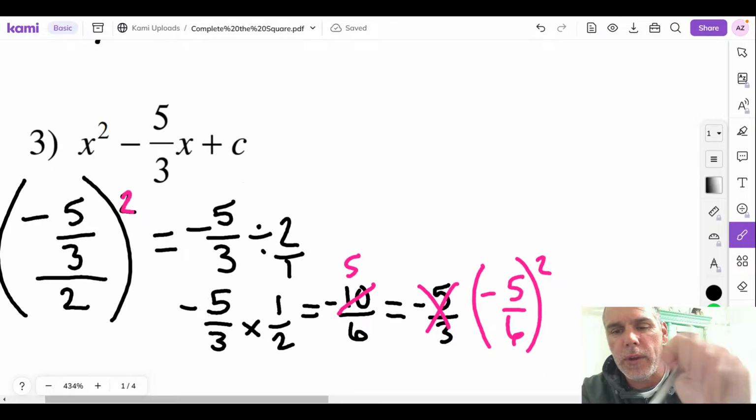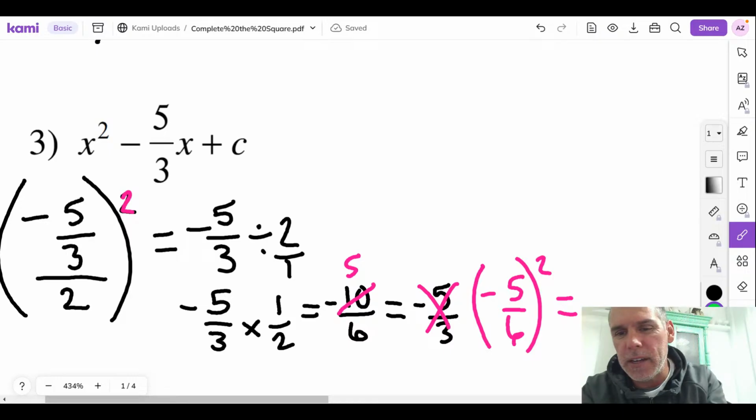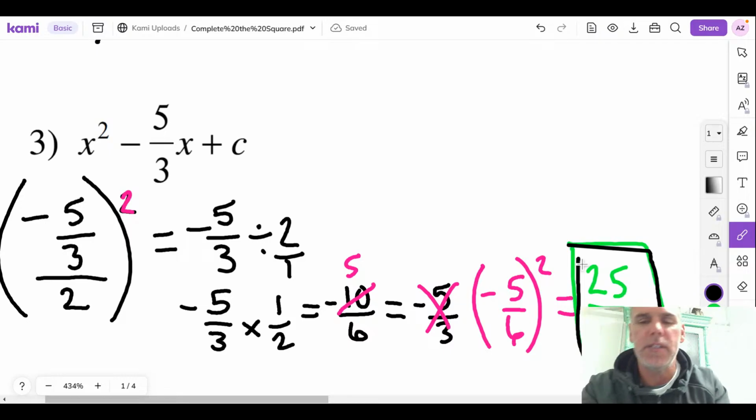What we're left with is, I'll put it in green for us. We love green, don't we? That's 25 over 36. And that is our final answer right there. I'll put that in black. All right, 25 out of 36. That is what C has to be when we're completing the square.